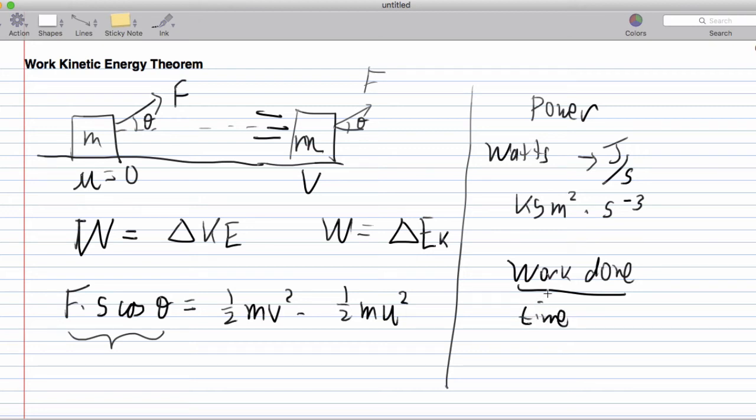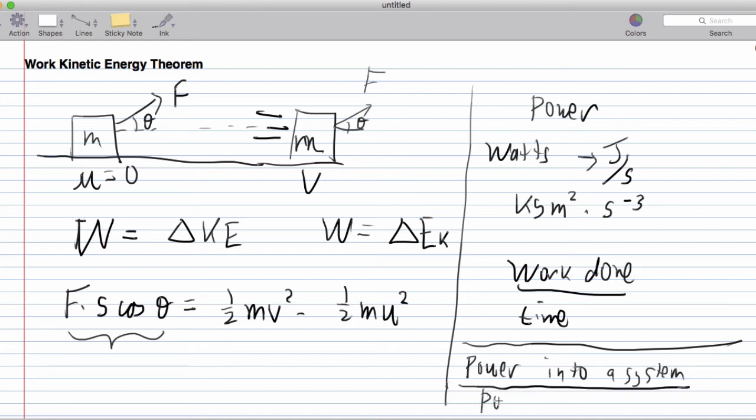And then efficiency is something you'll get to in the reading. We'll talk about that a little bit in class. But when you actually have an engine that's running or a car that's moving, you'll put power into a system, and then you'll get some kind of power out of the system. But that's something we can get to a little bit in class.